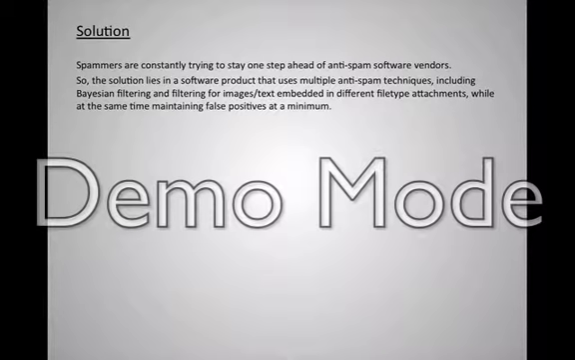Solution. We can see that spammers are constantly trying to stay one step ahead of anti-spam software vendors. So the solution is to use multiple anti-spam techniques, including Bayesian filtering, filtering for images, and filtering for attachments.